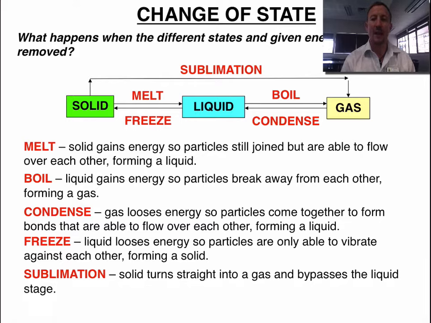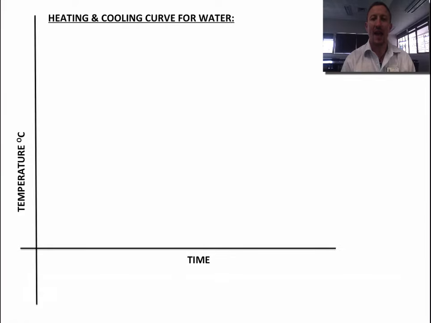Now in class we did a practical where we heated water, and we came up with a specific heating curve for water. This allows us to demonstrate what is happening with respect to the particles, with the concept of time and temperature. If we remember, we started off with some ice in a beaker, and we started heating it with a Bunsen burner.